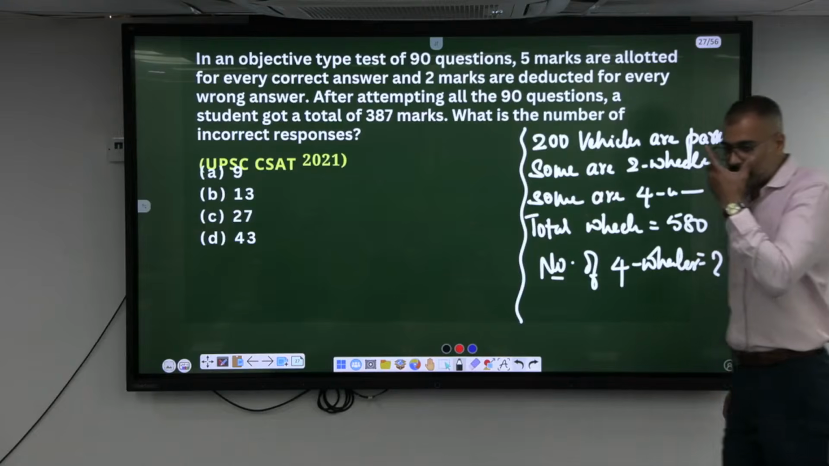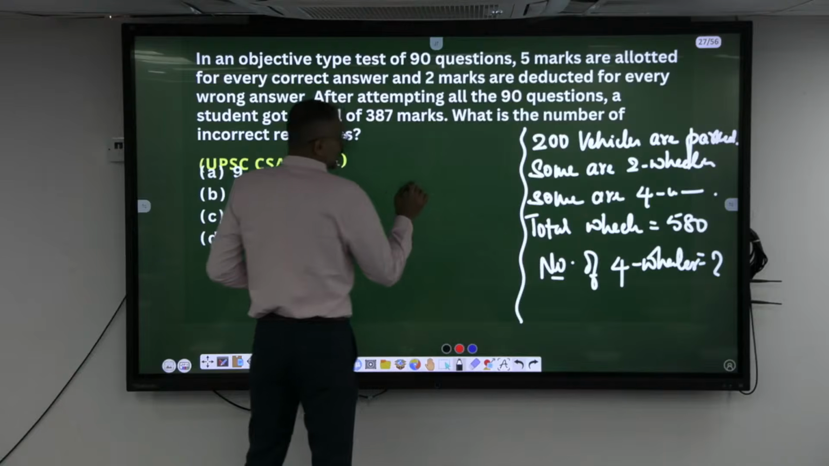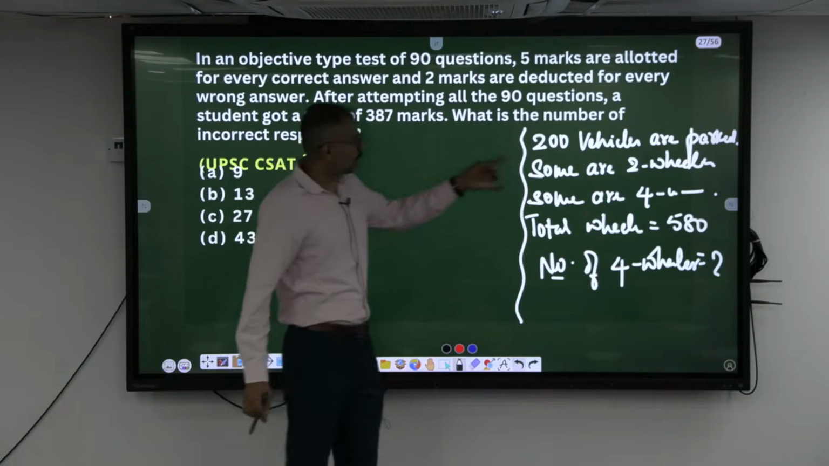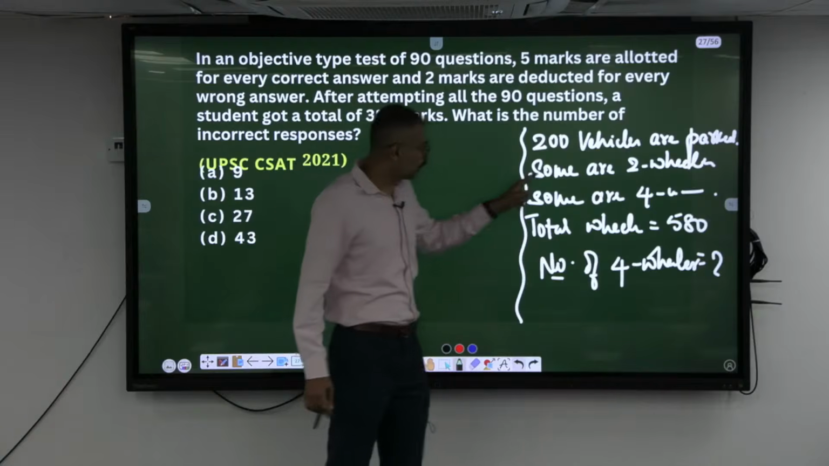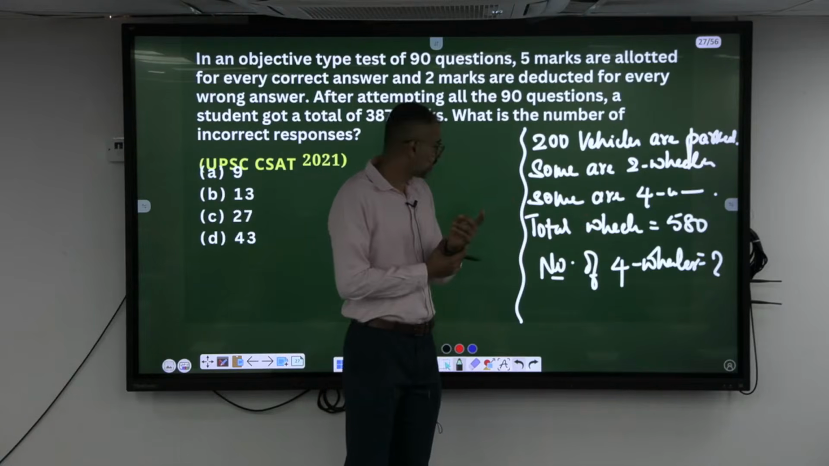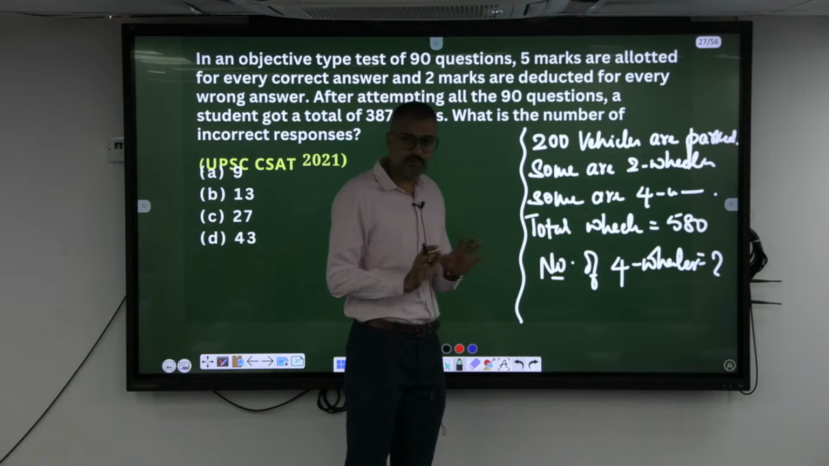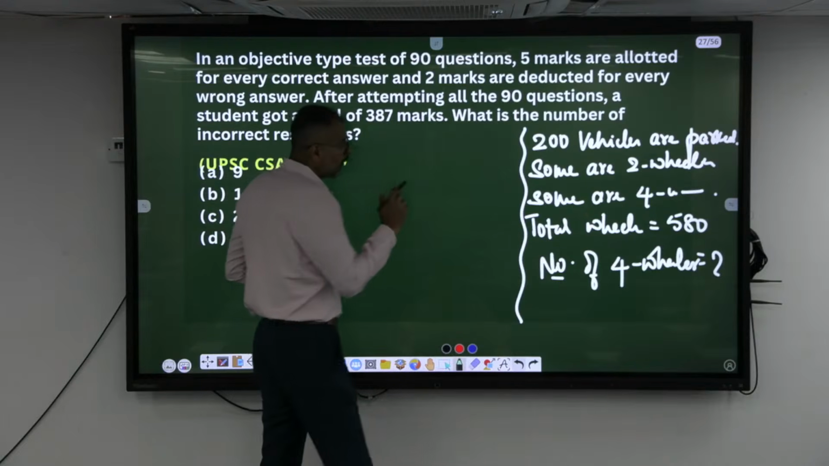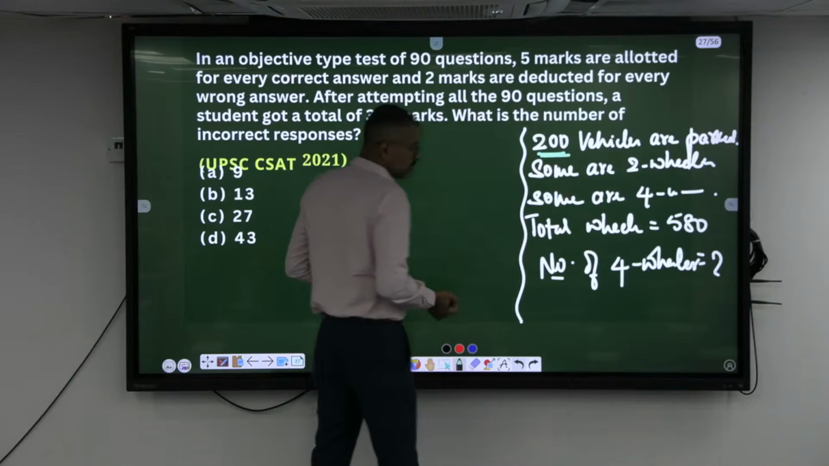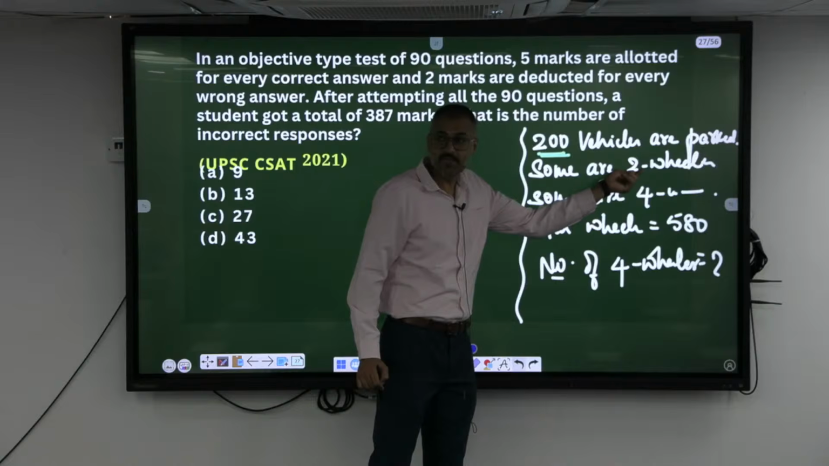9. Okay, look here now. Analyze this question. Read this one. There are 200 vehicles parked in a parking lot. Some are two-wheelers, some are four-wheelers. Okay. Total wheels are 580. The number of four-wheelers you have to find out. See, if I consider all 200 vehicles as two-wheelers, how many wheels it will be?